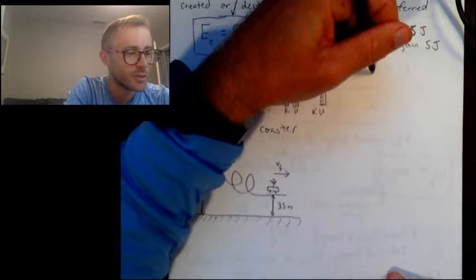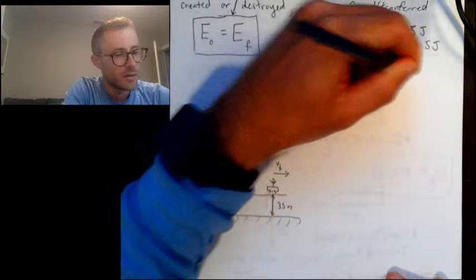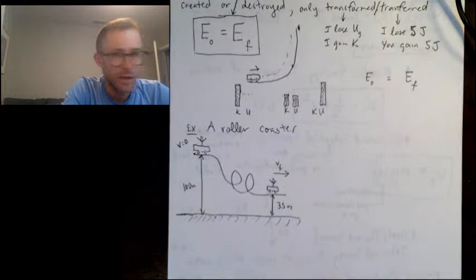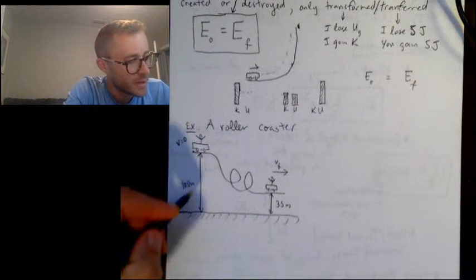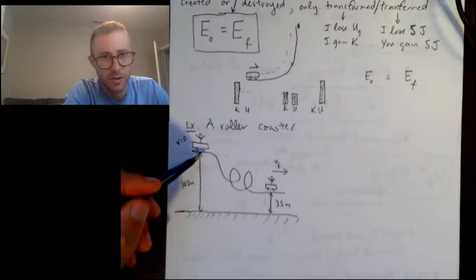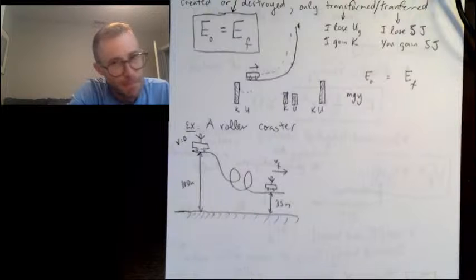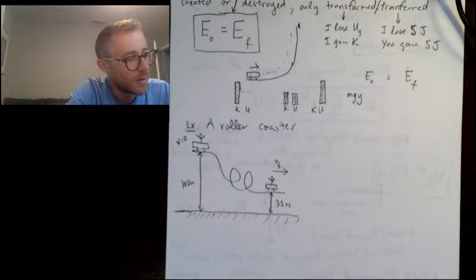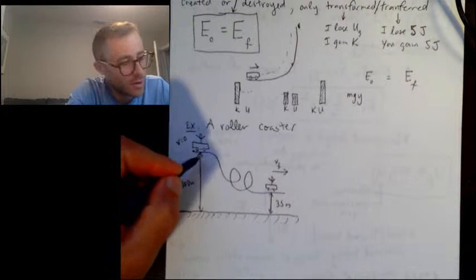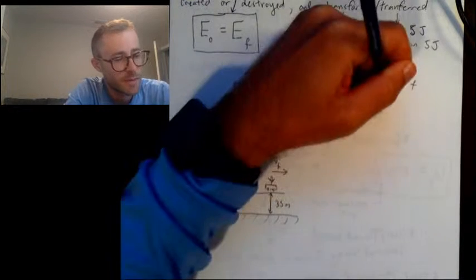And so we use conservation of energy. Initial energy equals final energy. Now, if we look at it, initially we have gravitational potential energy because the roller coaster starts out elevated. So we have mgy. And we would have kinetic energy, but the roller coaster cart is not moving. So we have no kinetic energy to start out with.